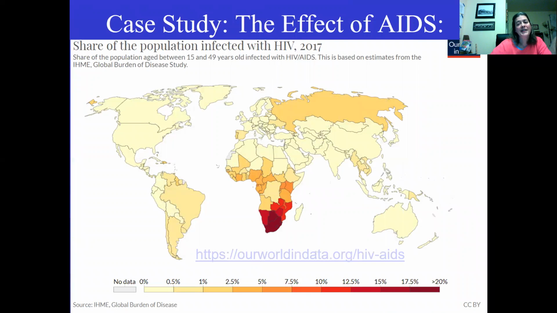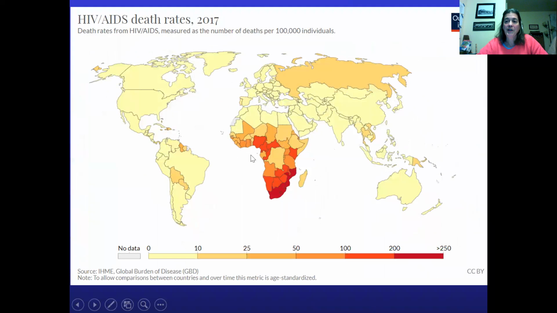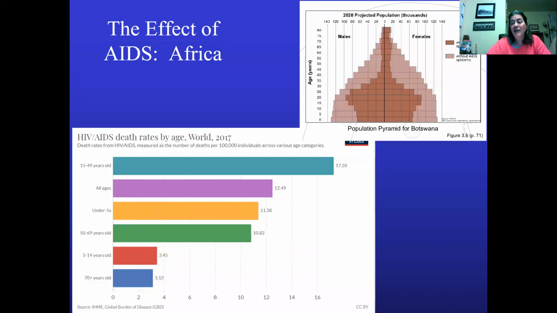Okay, so one last case study, and this is about AIDS, and it's starting to become less of a factor now because we're actually doing a lot to combat AIDS in Africa now. But AIDS in Africa really took off in the sub-Saharan nations. And if you look at the number of deaths per 100,000 individuals due to AIDS, it's really quite high in some of those nations. And this had a really devastating effect on their life expectancy.